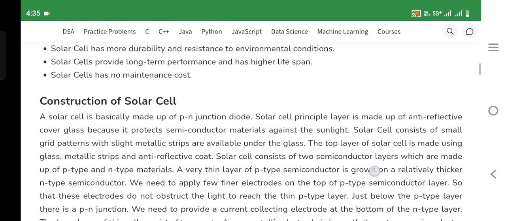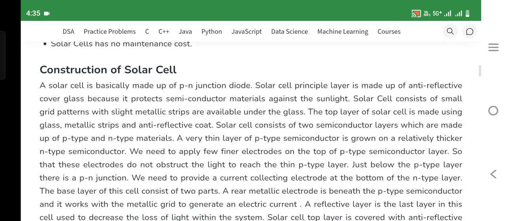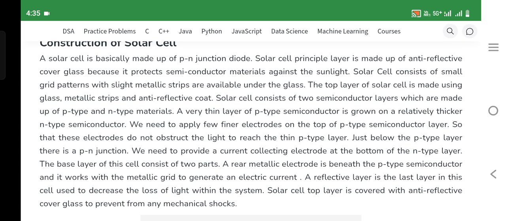Construction of solar cell. A solar cell is basically made up of a p-n junction diode. The solar cell's principal layer is made up of anti-reflective cover glass because it protects the semiconductor materials against the sunlight. A solar cell consists of small grid patterns with slight metallic strips available under the glass. The top layer of a solar cell is made using glass, metallic strips and an anti-reflective coat.